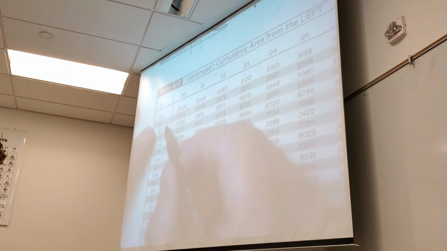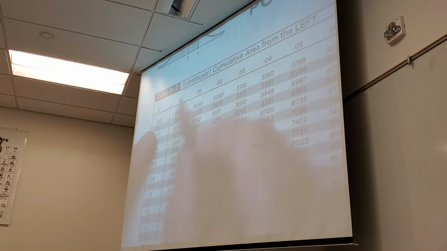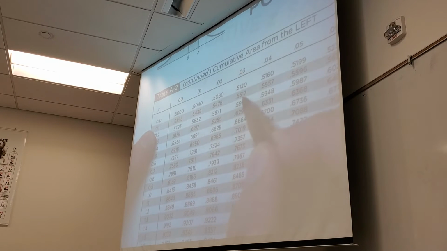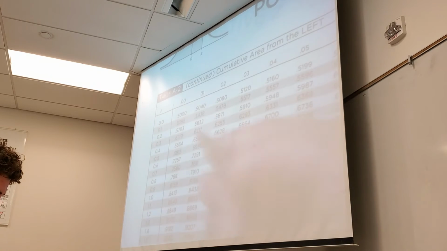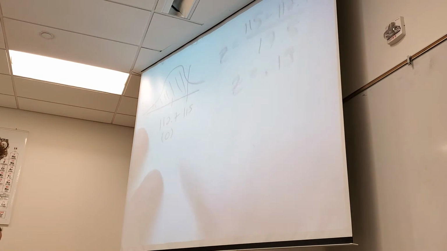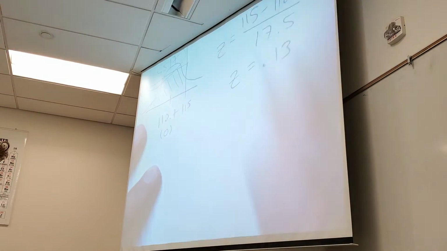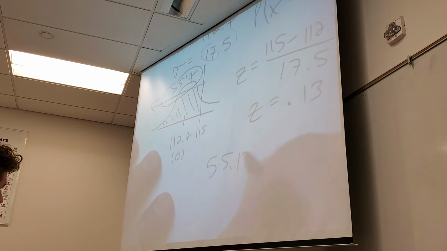So my z-score is positive 0.1, and then the second decimal place is always up here, 0.13. You guys see that? That's how to read this chart. That's how they're able to put it all concisely. So 0.13 gives me an area of 0.5517. So that's the answer. If you wanted to, you can write it as 55.17%.